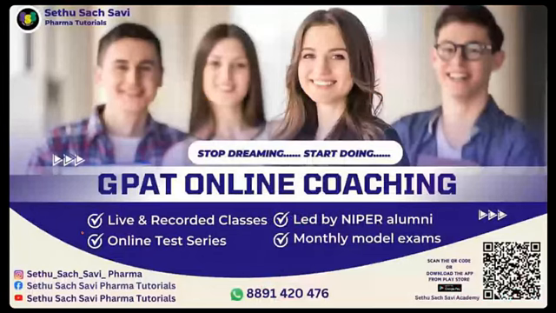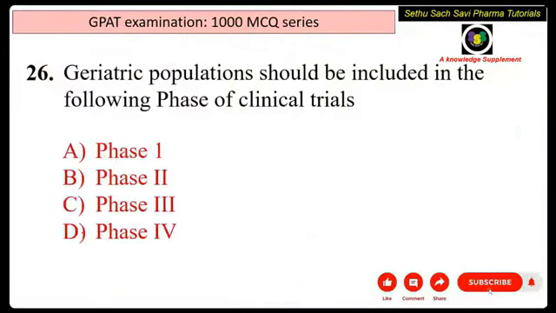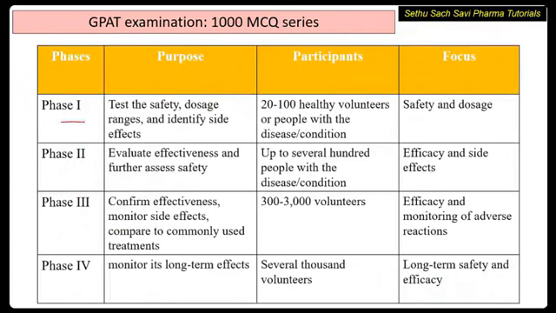Coming to the first question of the day, geriatric populations should be included in the following phase of clinical trials. So what are the different phases? Phase 1, phase 2, phase 3 or phase 4. They are asking for geriatric populations, right? So if we see each phase in detail, phase 1, why we are using? We are using for safety and dosage testing, right? Phase 2, why we are using phase 2? For effectiveness and further safety studies, in which we will be evaluating the ADR also.